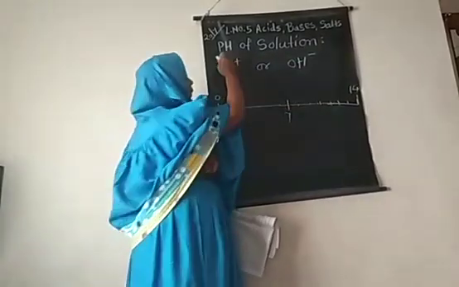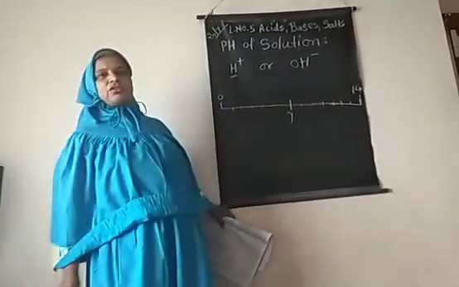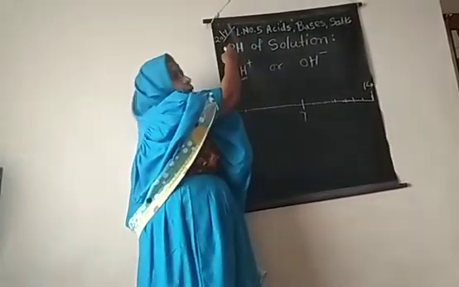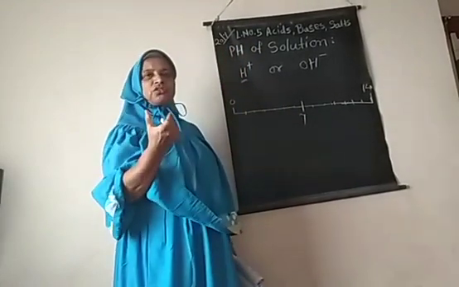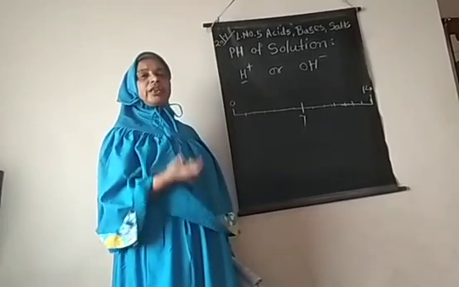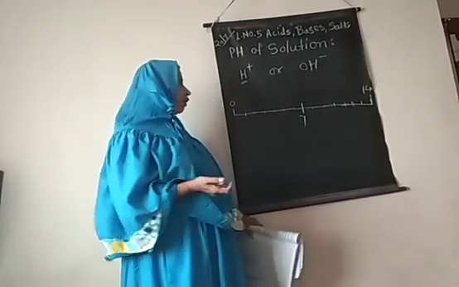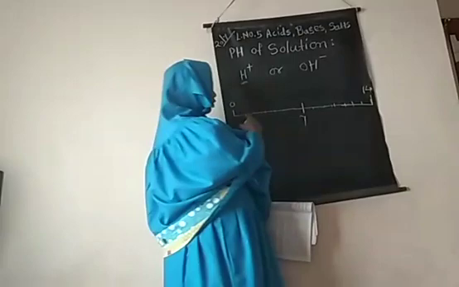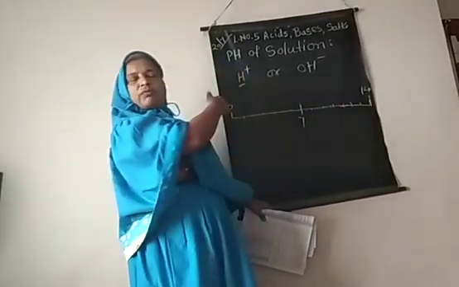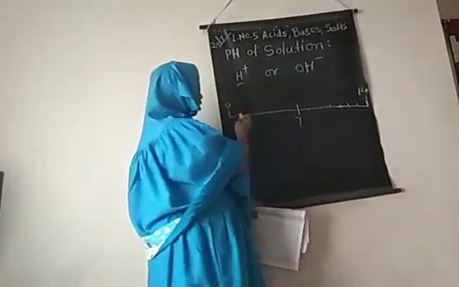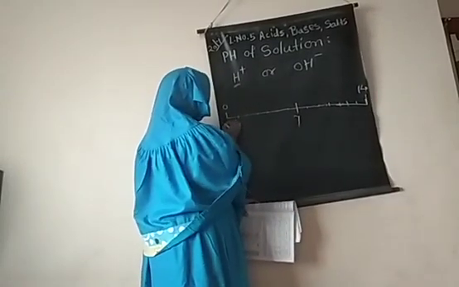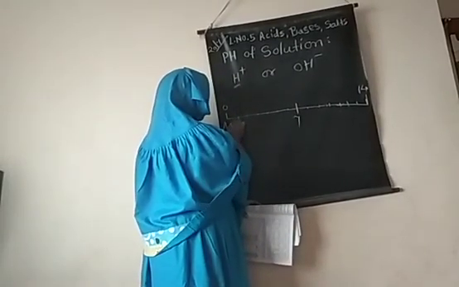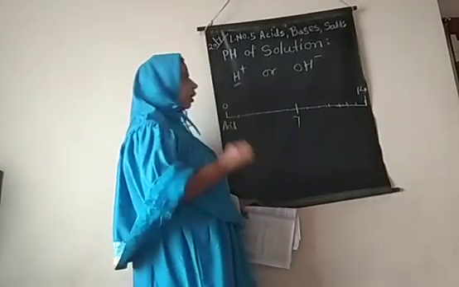In this way, the pH scale is given. pH means potential of hydrogen; potence means strength of acid or strength of base. So how can we measure the strength? We can measure the strength with the help of this graph. Here 0 pH value represents acid, and 14 is the base.